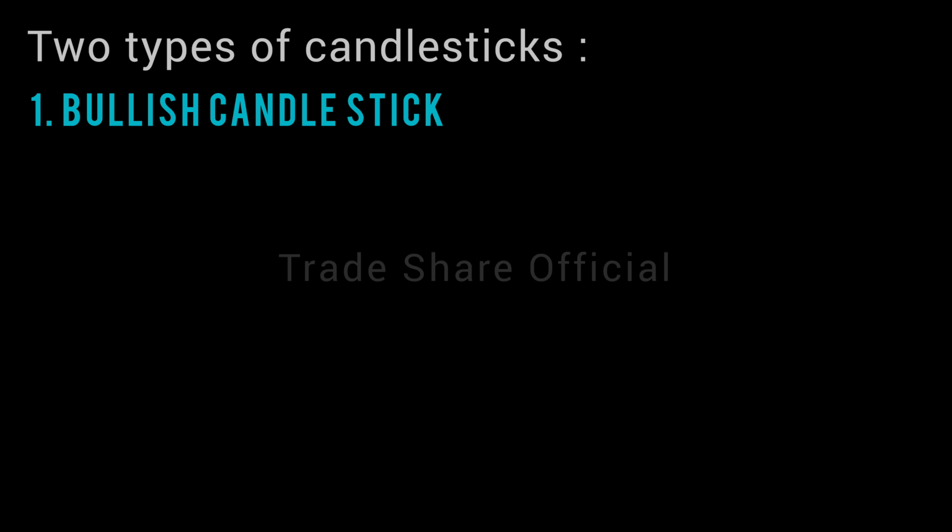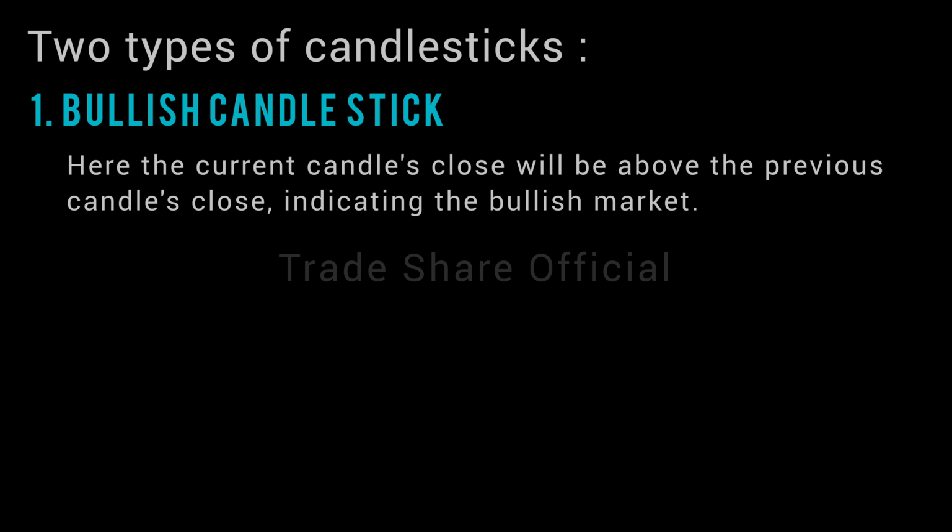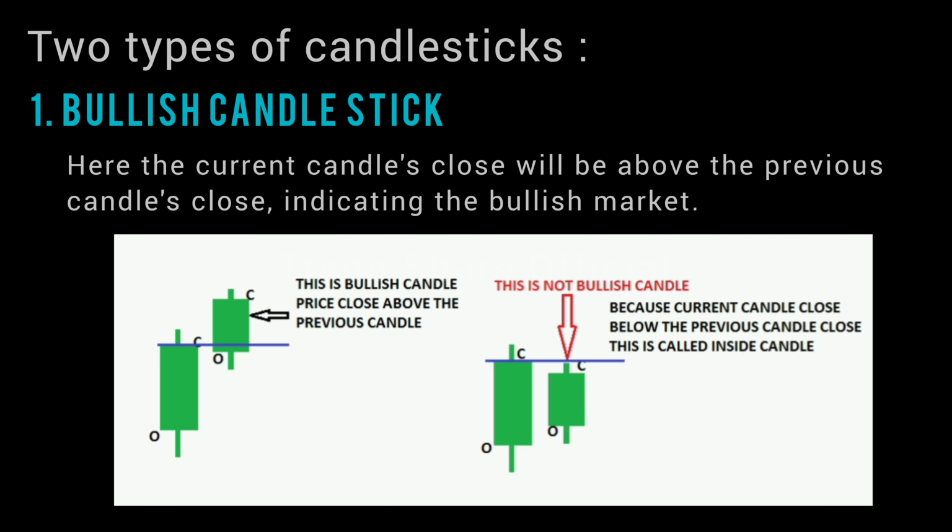Then in the market, there are two types of candlesticks that will be formed. Let's understand them one by one. The first type of candlestick is a bullish candlestick. How to find it? Here the current candle's close will be above the previous candle's close, indicating the bullish market.